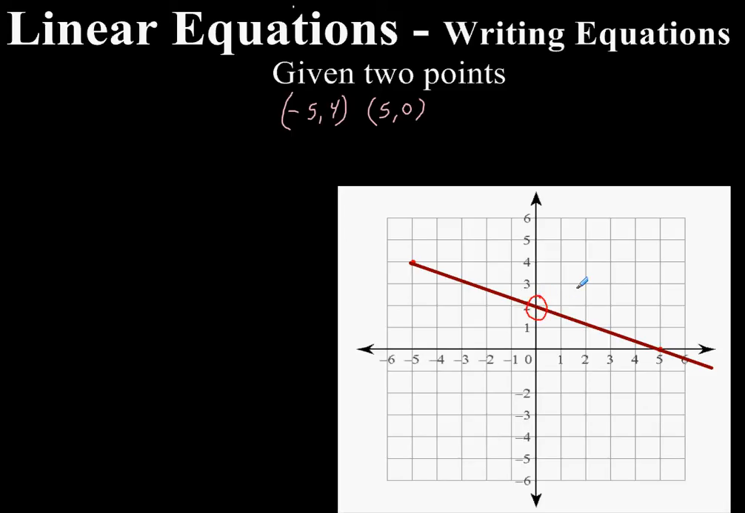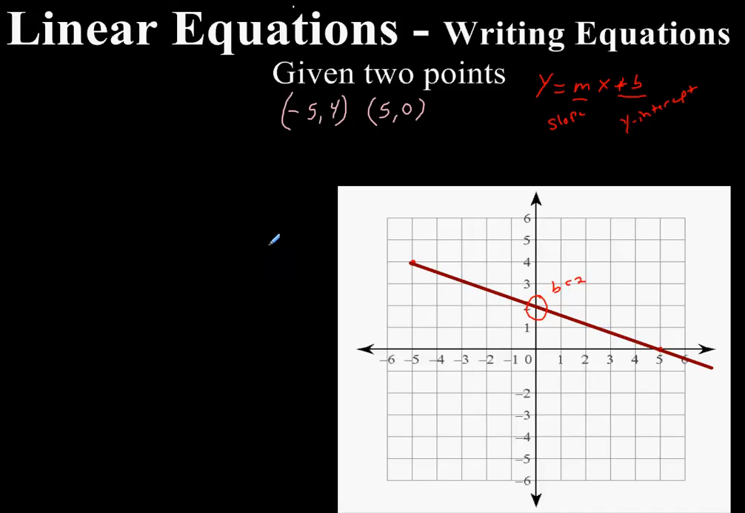Now, the equation we want to write is slope-intercept formula. Y is equal to mx plus b, where our m is slope and our b is the y-intercept. Well, first of all, it's easy to see the y-intercept right there. So we know that our b is going to be 2. It's crossing the y at 2. So our b is equal to 2.